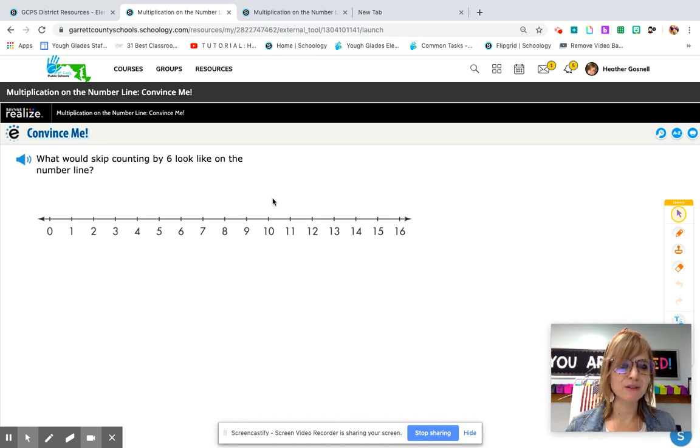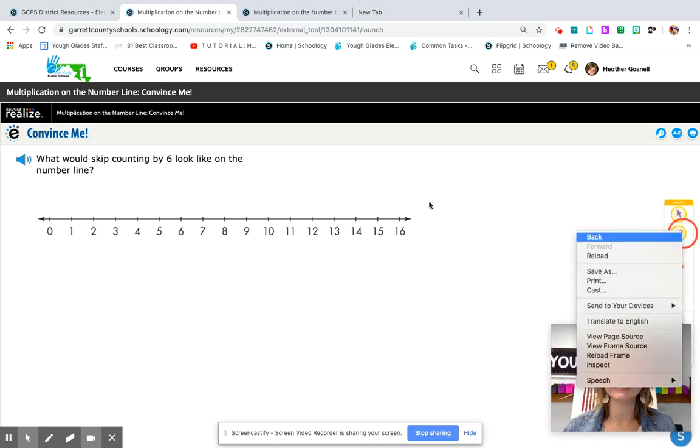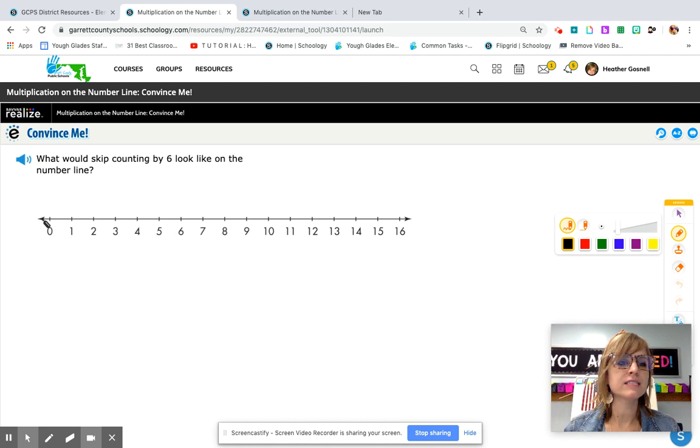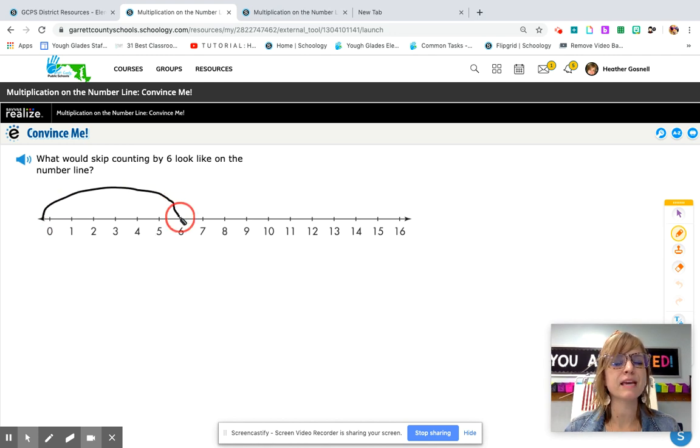Let's find out. If we were skip counting, that means we need to skip all the way to 6. So we would need to start at 0 and jump to 6 because we are skip counting by 6. Were you thinking the same thing? Good job. Now what would be next?